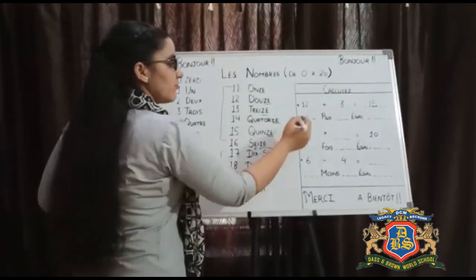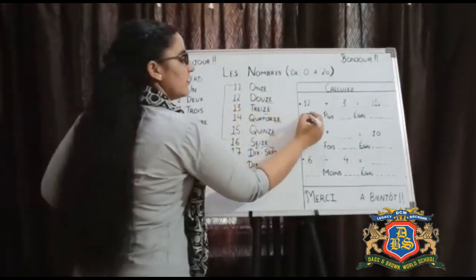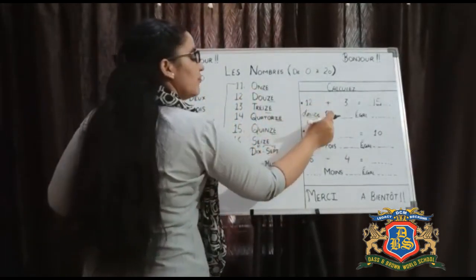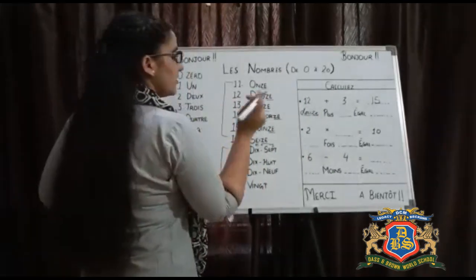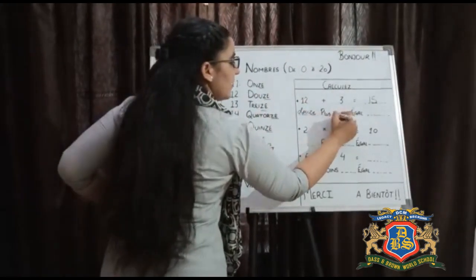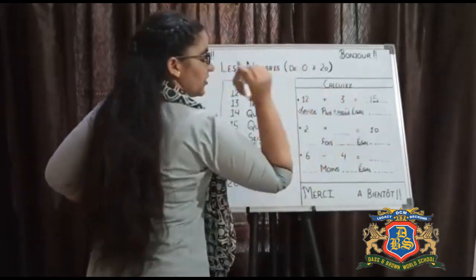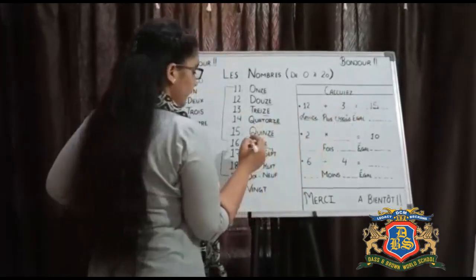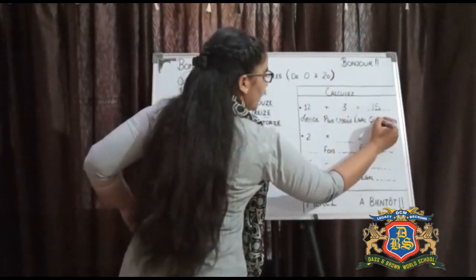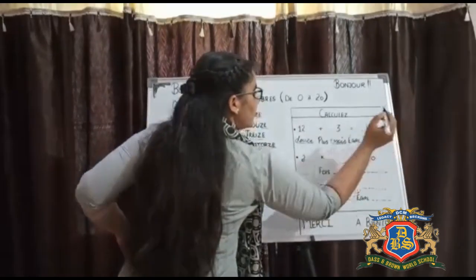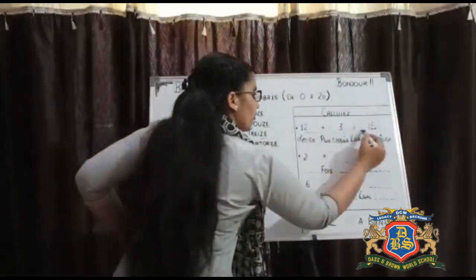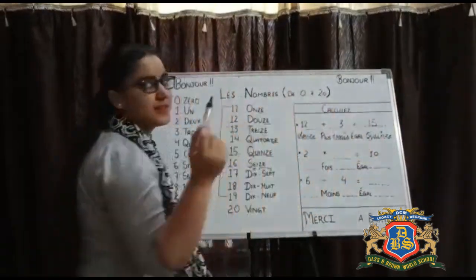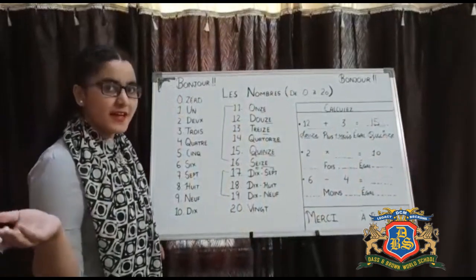Now how do we say 12 in French? 12 in French is douze. So what you will write? Douze. Clear? Plus is plus. Next is 3. 3 in French is trois. Equals to égale. 15 is quinze. So how do we say this equation in French? Douze plus trois égale quinze.